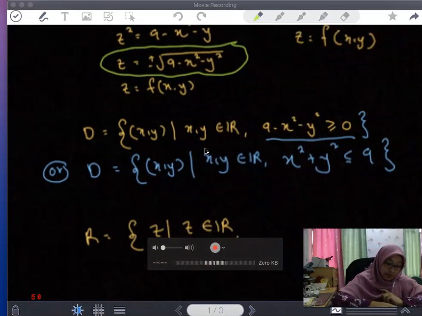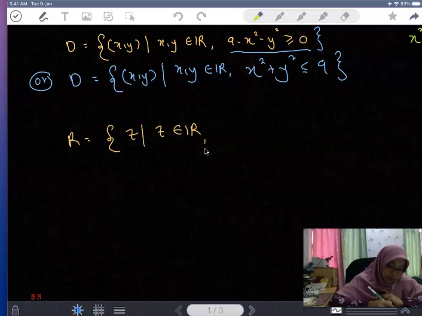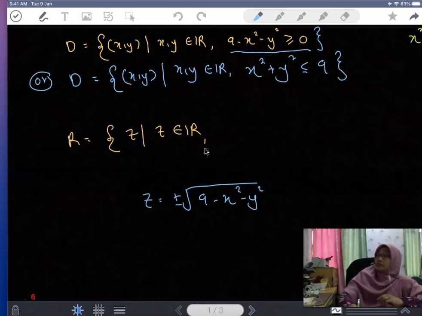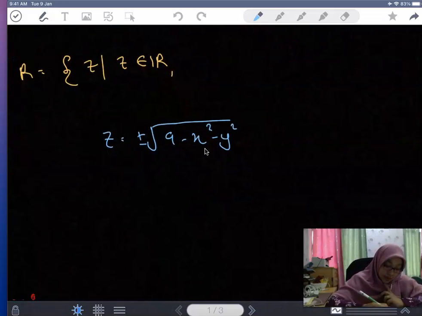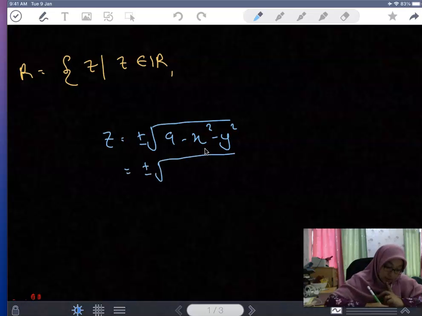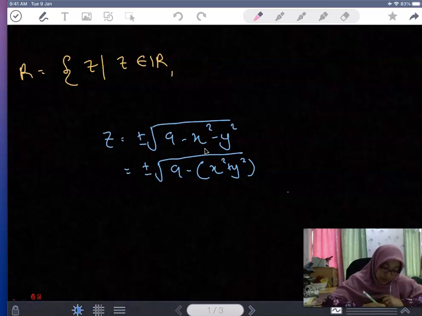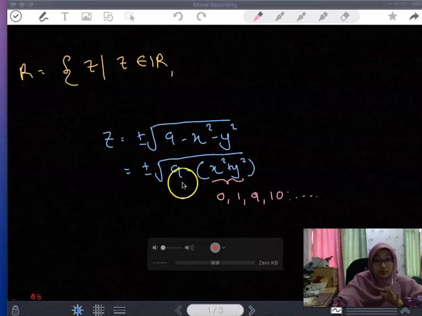So now we want to find out. I rewrite the equation over here: z equals plus or minus the square root of 9 minus x squared minus y squared. This equation can be rewritten into this form. So what can we say here? The value in the bracket is all positive, right? 0 is the smallest, and then 1, and then maybe 9, and then maybe 10, and it can be many more. There are infinitely many numbers, as long as they are always positive and also 0.